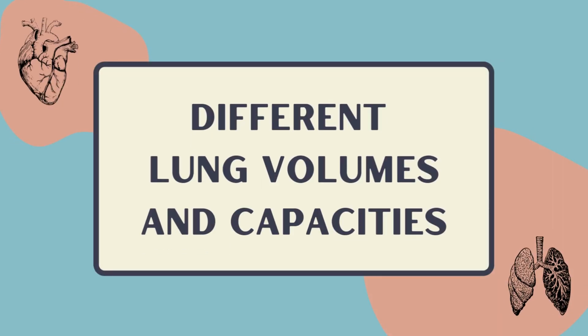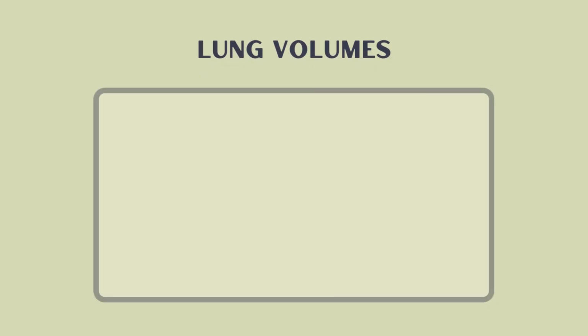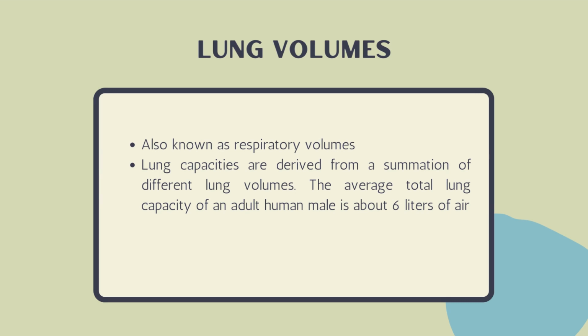Today, I will be talking about the different lung volumes and capacities. Now, lung volumes are also known as respiratory volumes. Lung capacities are derived from a summation of different lung volumes. The average total lung capacity of an adult human male is about 6 liters of air.